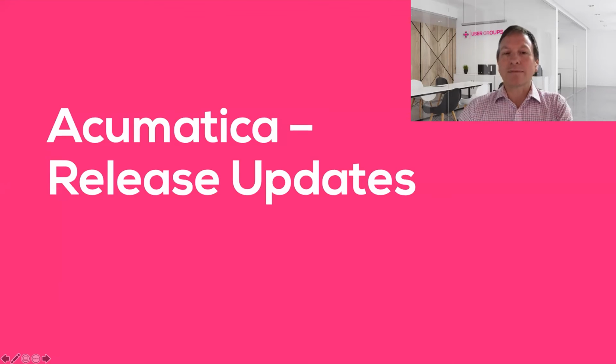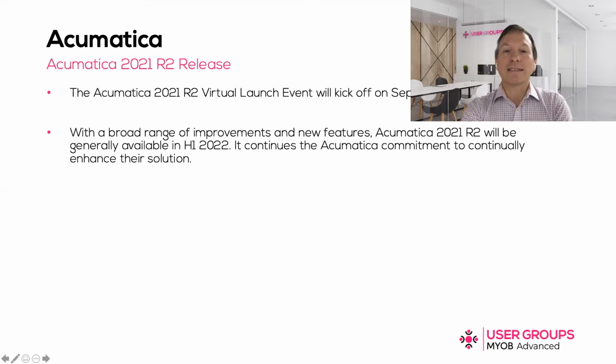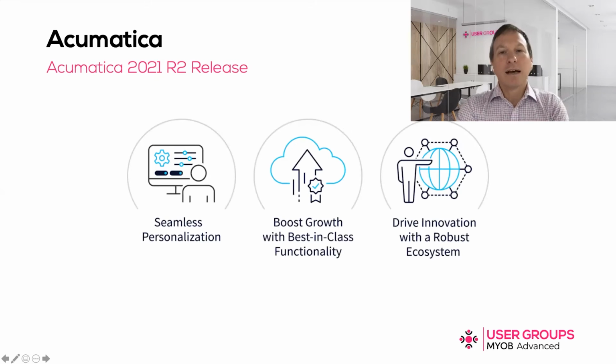In terms of that release update, Acumatica 2021 R2 is actually having a launch event being kicked off on September 22nd, next week, not too far away at all. We're seeing quite a broad range of improvements and new features really focused around 3 key areas. First one being seamless personalization for users, boosting growth through best-in-class functionality, and driving innovation with a robust ecosystem.